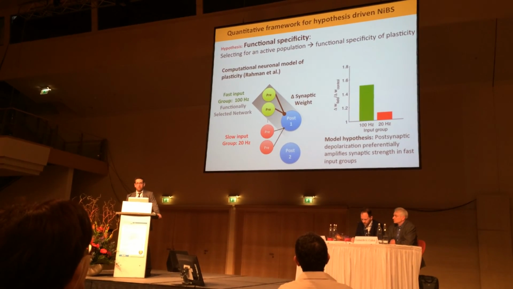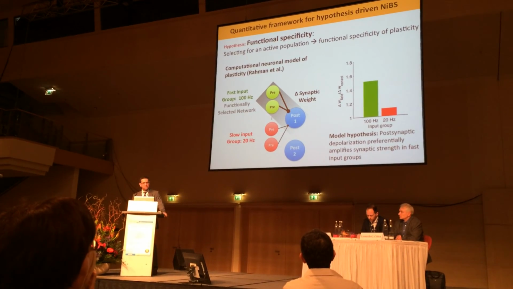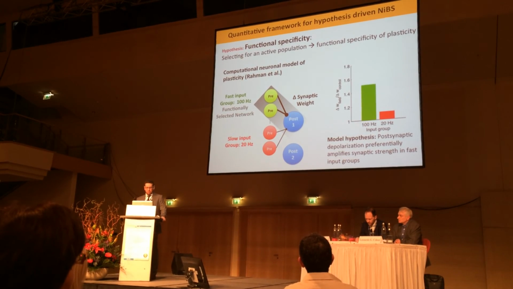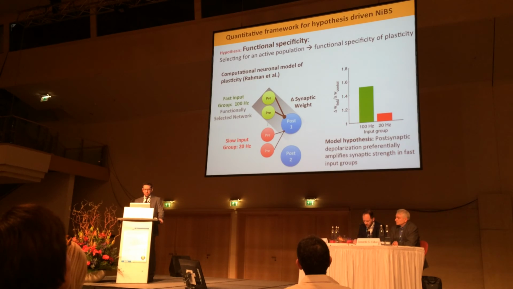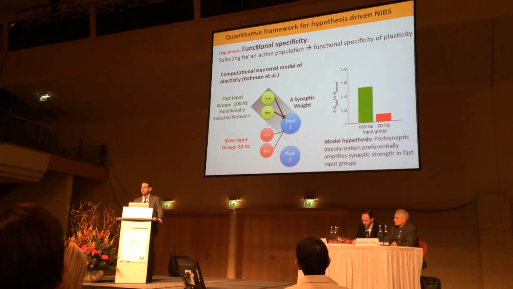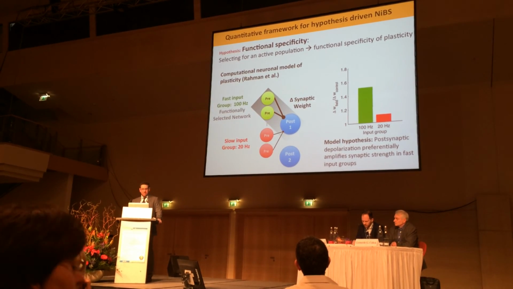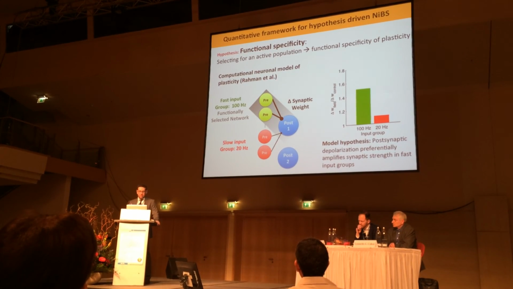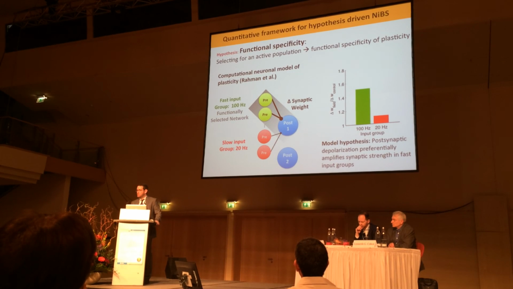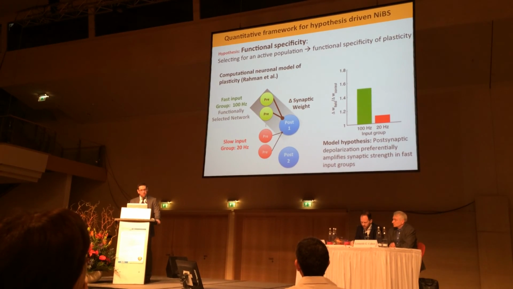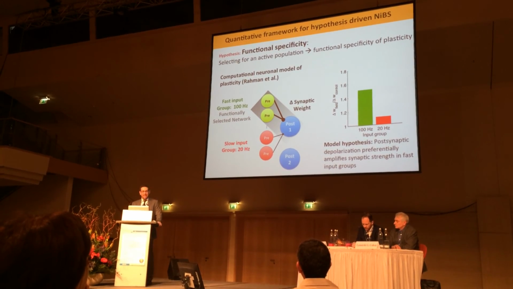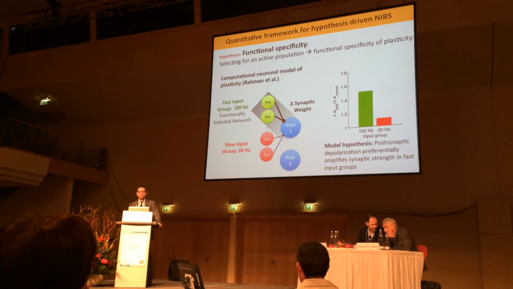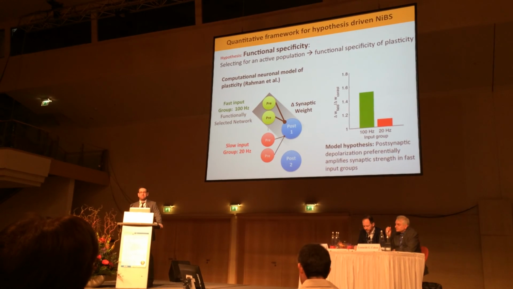A simple computational model that starts to address this notion of hypothesis-driven design. So here we modeled two populations of neurons. There was a presynaptic population, there was a postsynaptic population. And the presynaptic population, we made them fire at a higher rate. The green population was made to fire at 100 hertz, the red population was made to fire at 20 hertz. And this model had a very basic way to represent when plasticity would happen.